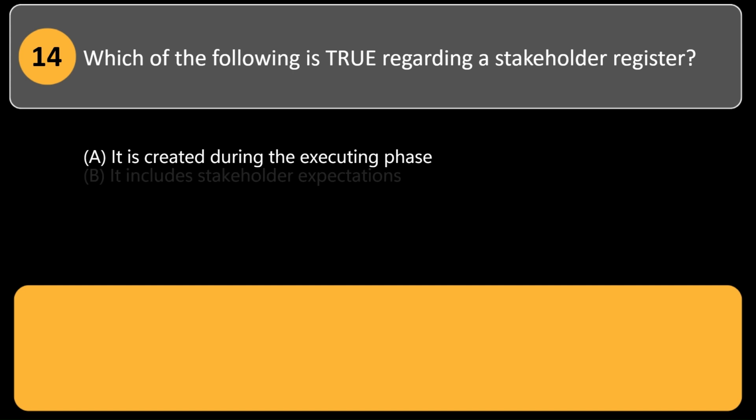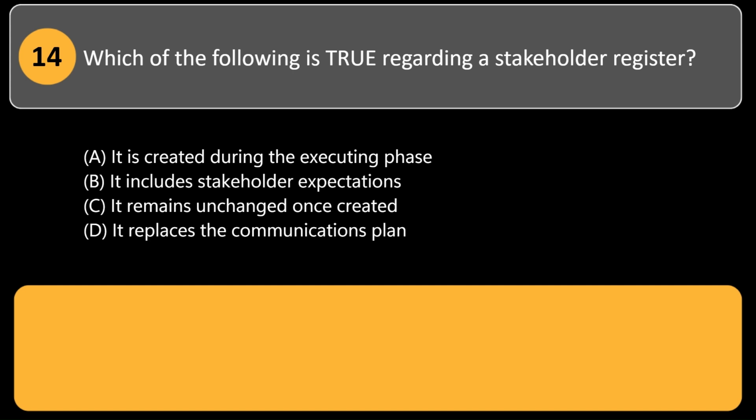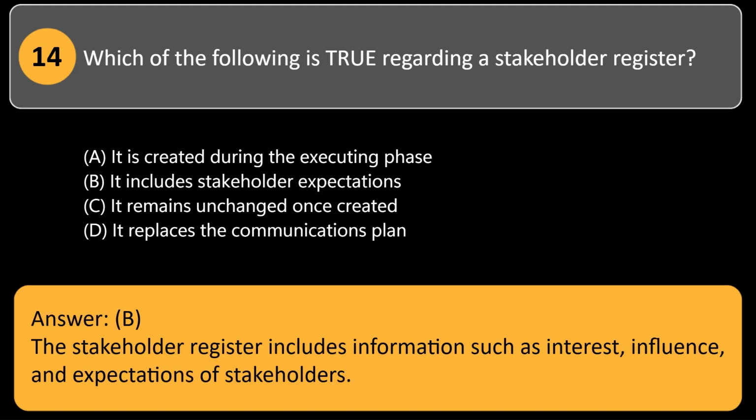Which of the following is true regarding a stakeholder register? A. It is created during the executing phase. B. It includes stakeholder expectations. C. It remains unchanged once created. D. It replaces the communications plan. Answer, B. The stakeholder register includes information such as interest, influence, and expectations of stakeholders.